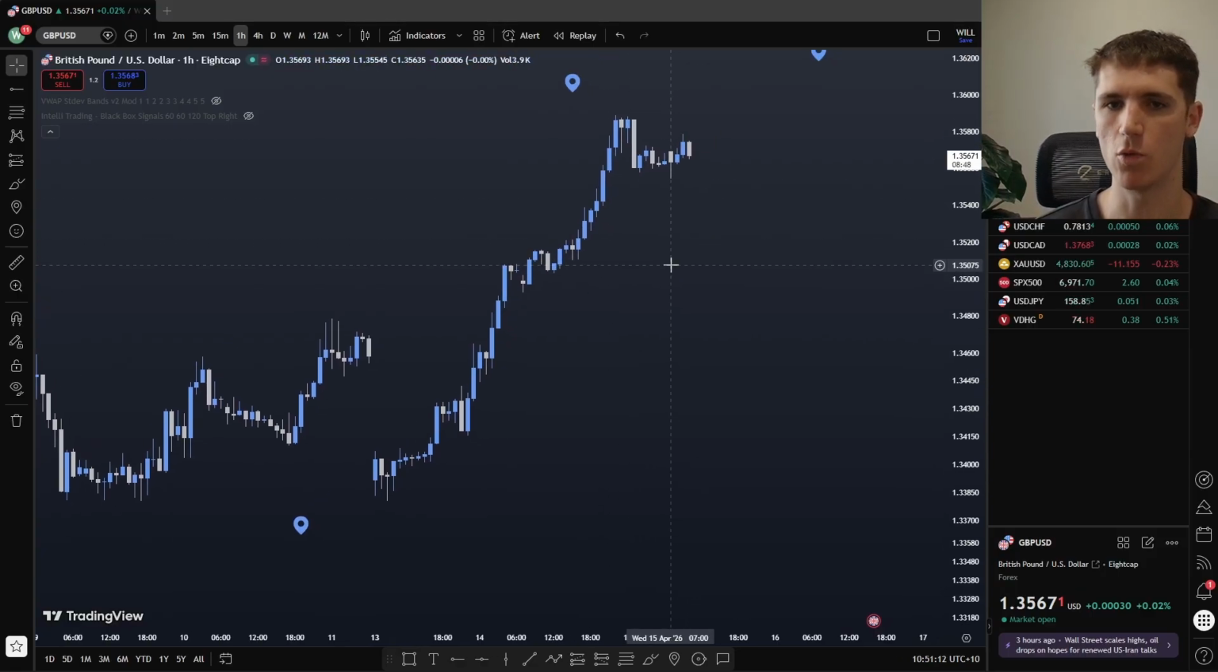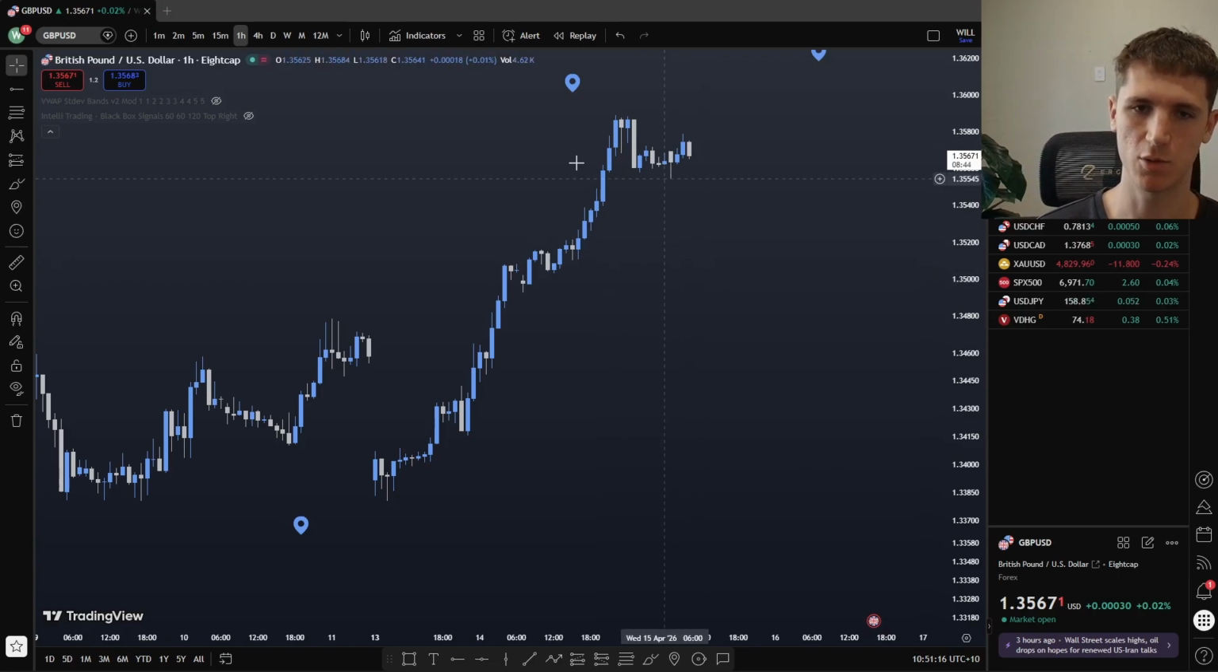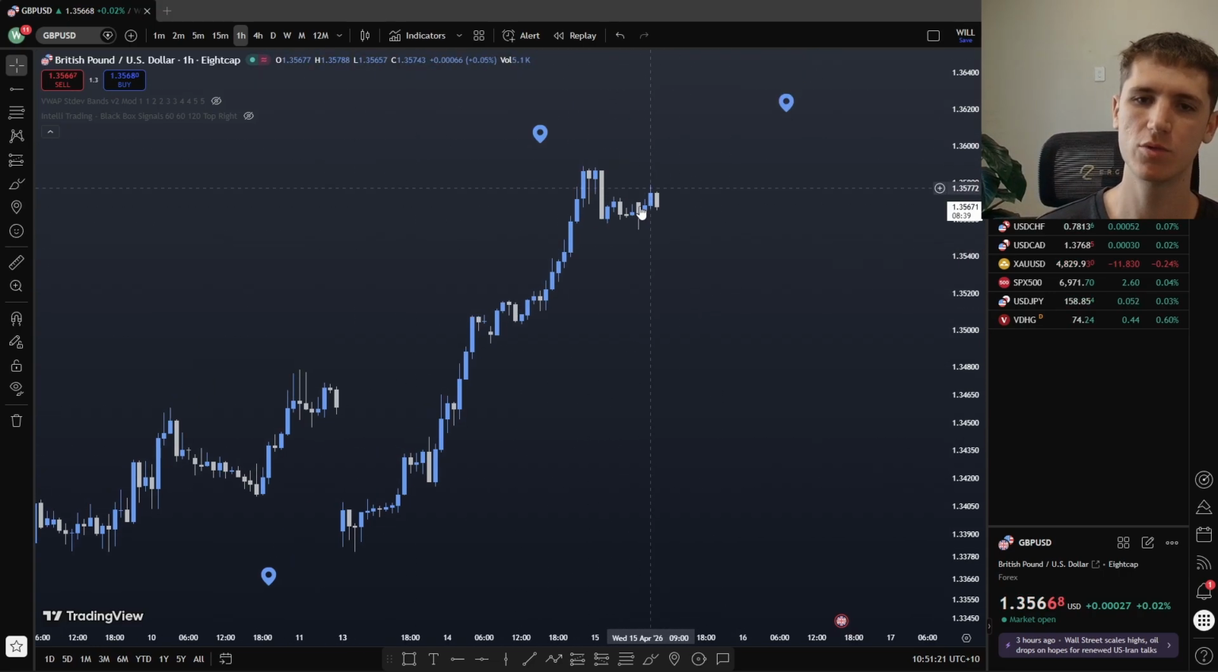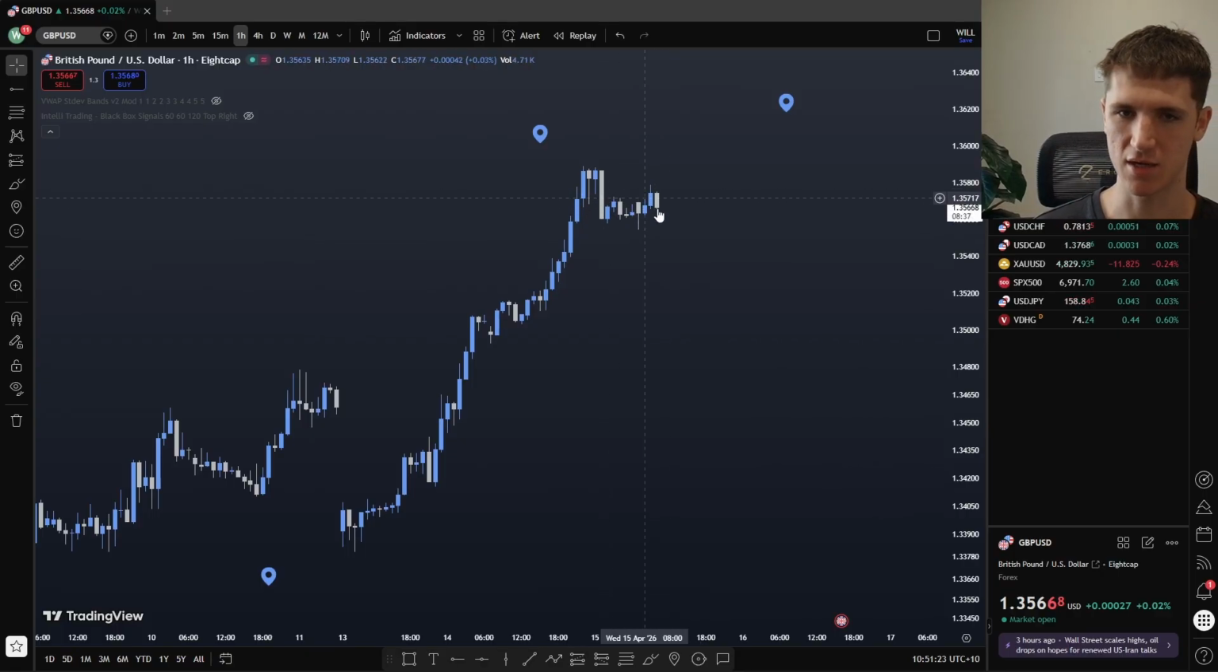So I've identified I want to be buying ideally, but we've scaled down to the lower time frames and we see this huge rally to the upside. I don't want to be buying at the top here, especially now that I can see prices starting to slow down. That doesn't give a strong confluence for me to be buying because the risk of price retracing is quite high.